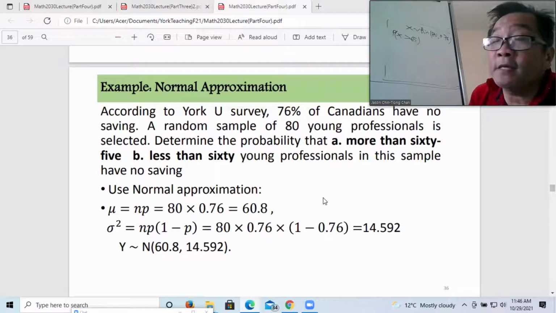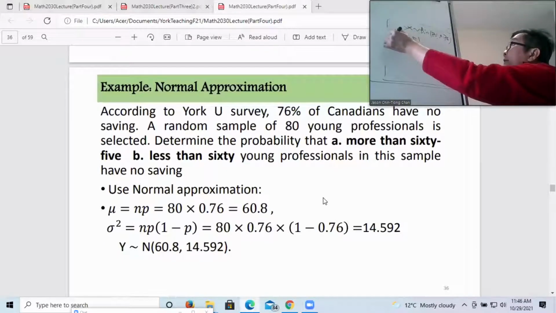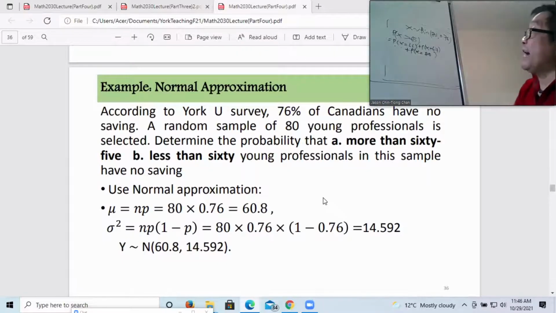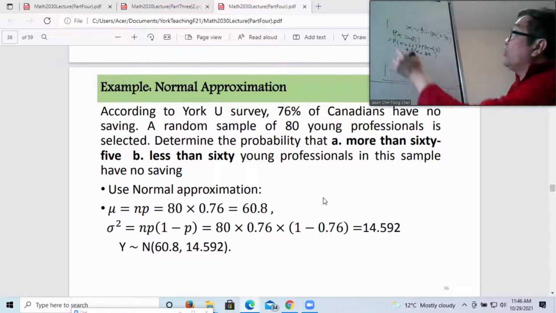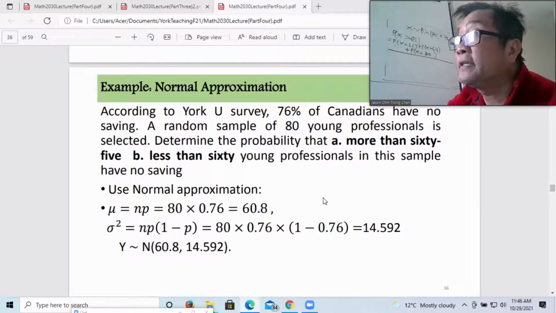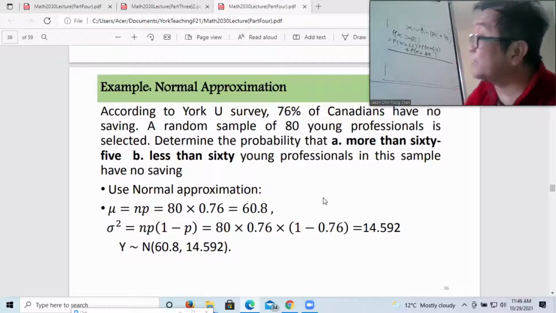More than 65, that means we start from what? 66. Okay, thank you. So X equals 66, 67, until what? X equals 80. Yes or no? Okay, so now I think a lot of work to do. So I do complement. Is that okay or not? Can I do complement? Everyone agree? Okay, let's do complement.